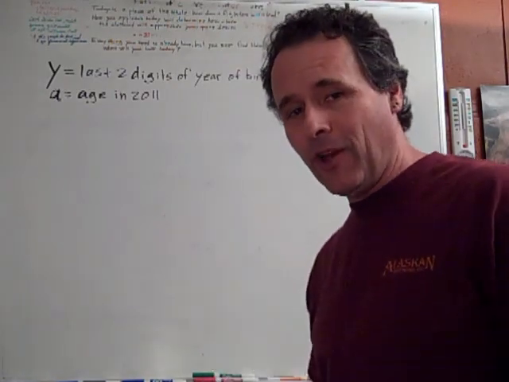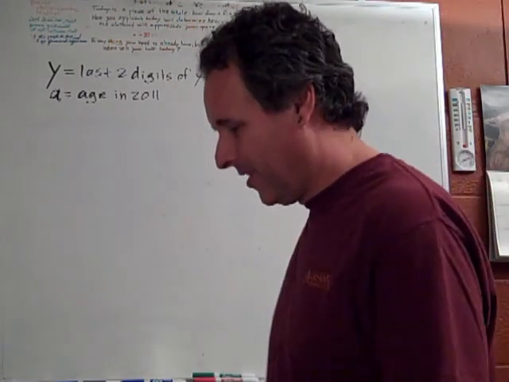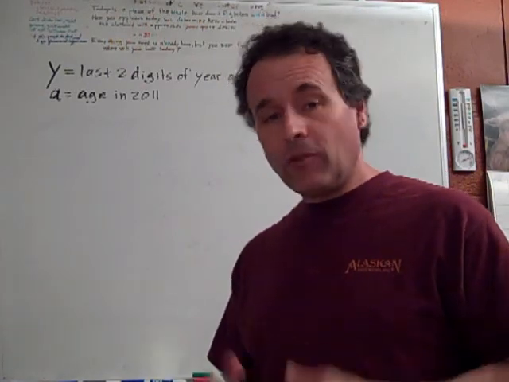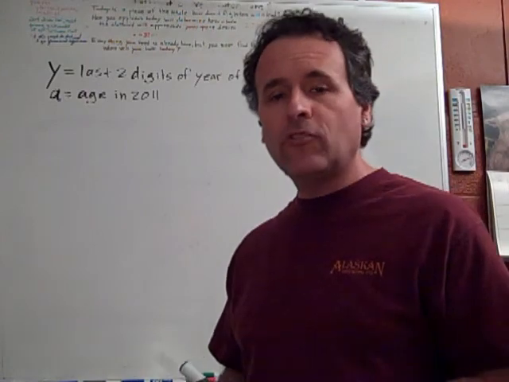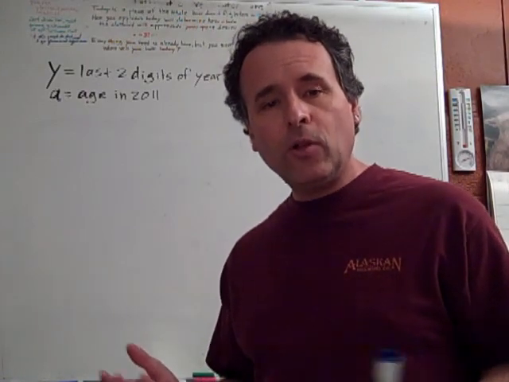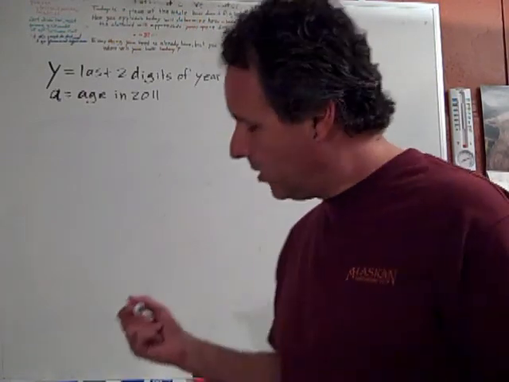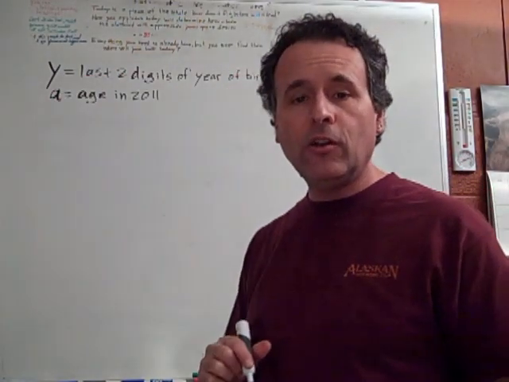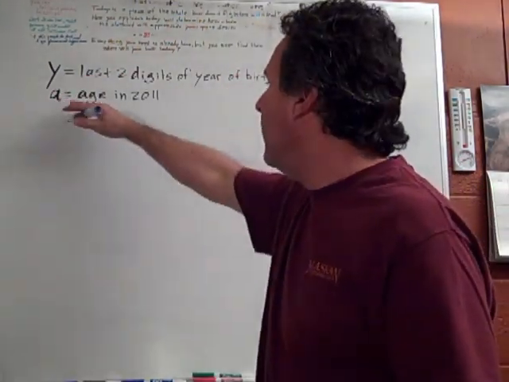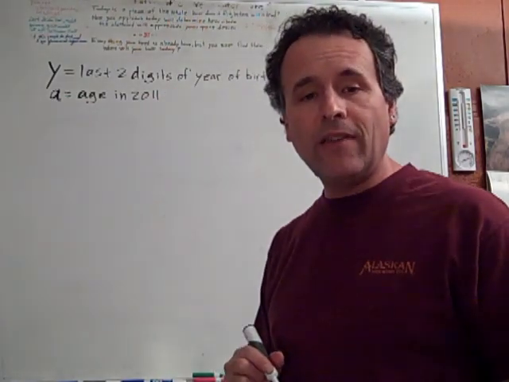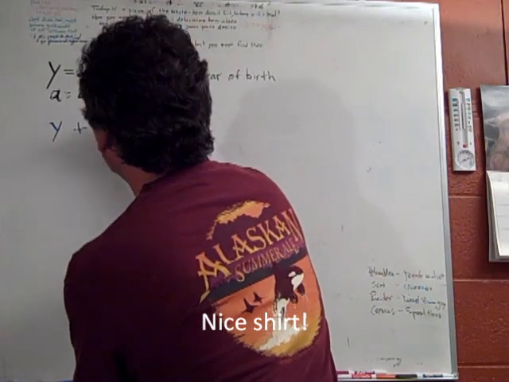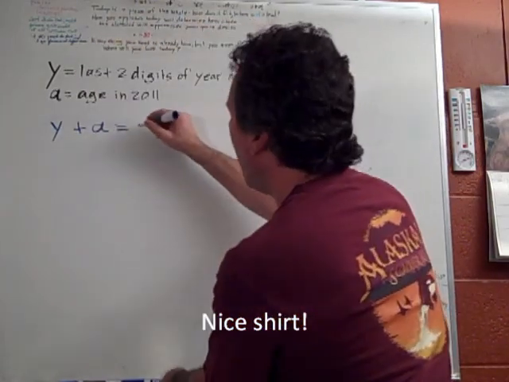And you thought there would be no mathematics in these videos. No, you knew there'd be mathematics in these videos. Not only is this a pretty good high school, middle school algebra problem, but it shows an example of a mathematical symmetry. Now, if we let y represent the last two digits of the year of your birth, and a equal your age in 2011, then we can just add them together. y plus a.